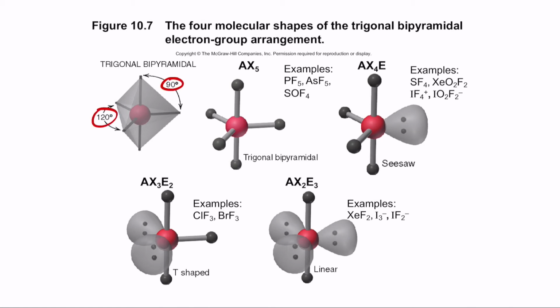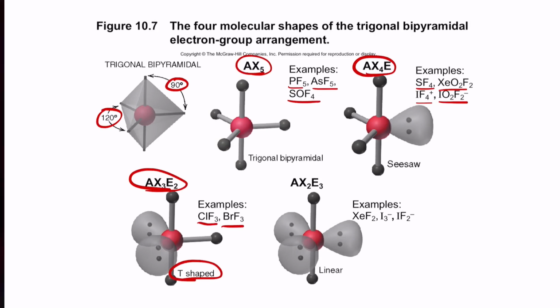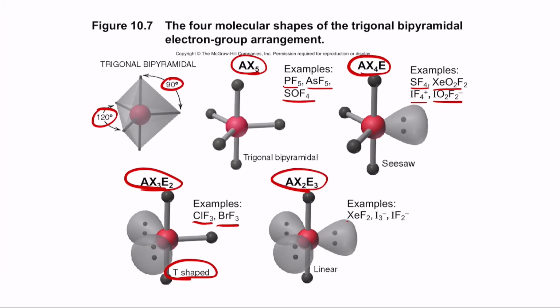So this is the common structure for AX5, where you have one central atom and 5 surrounding atoms. This is the common structure for PF5, AsF5 and SOF4. You can also have AX4E, which is one lone pair, generally for SF4, XeO2F2, IF4- and IO2F2-. You also have structures with two lone pairs, that is for ClF3 and BrF3, which is generally T-shaped. With 3 lone pairs, you end up with XeF2, I3- or IF2-, where you end up with a linear structure.